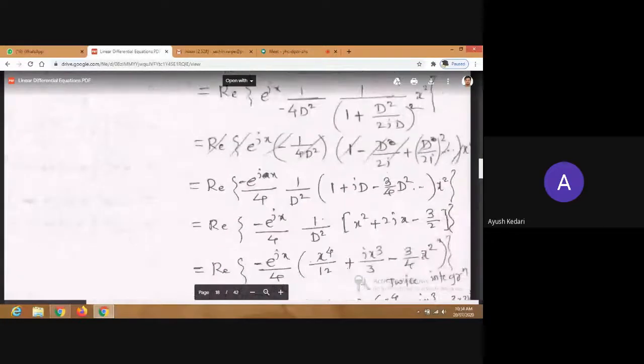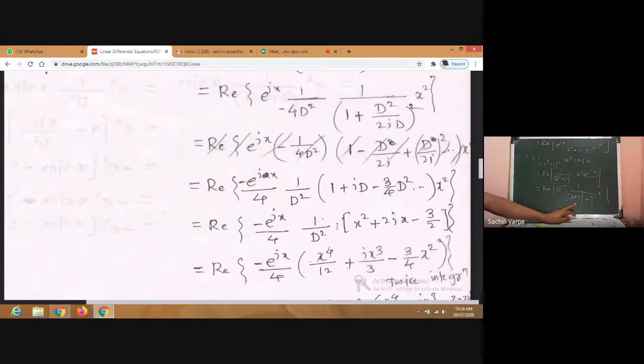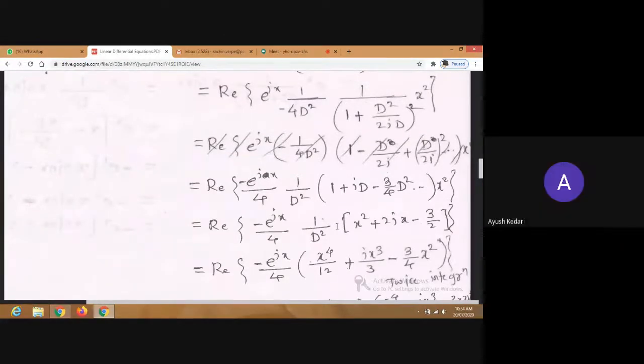Sir, why (D plus i) square plus 1 whole square? That is not 1. That phi is of D plus a, no, sir? Phi of D plus a. So what is a here? a is 1. a is 1.